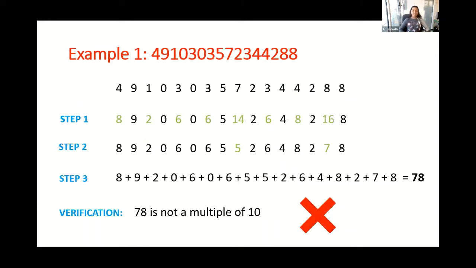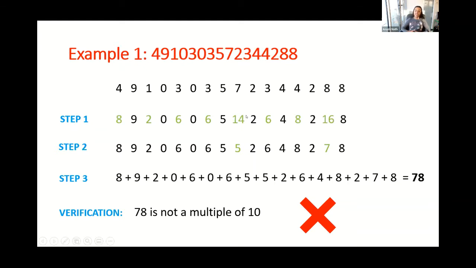So let's get an example. This is a random 16-digit number that I took. The first step, as you can see, is multiplying all the odd digit place numbers by 2. So you can see 8 for the first one, and then 2 is the third one, and you can see the even digit place numbers stay the same.